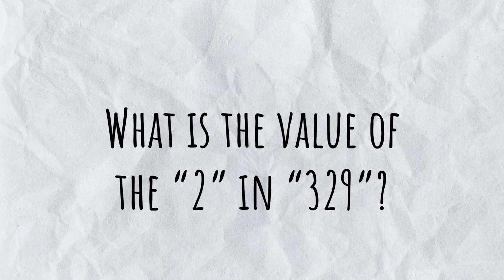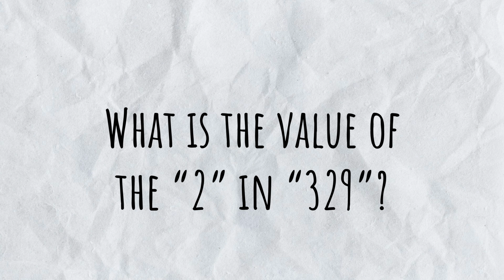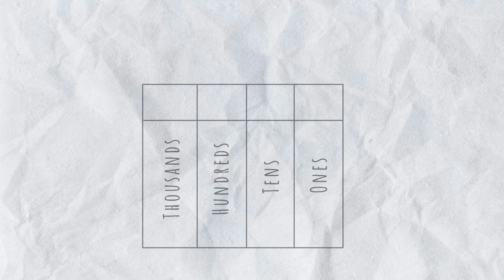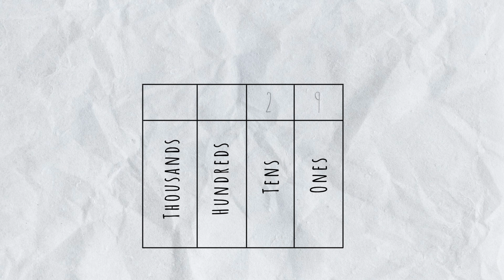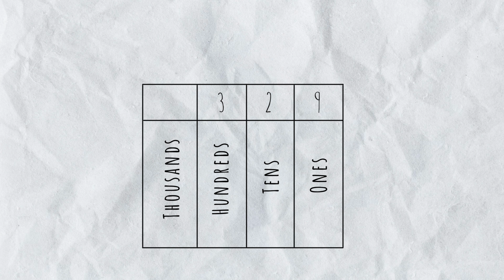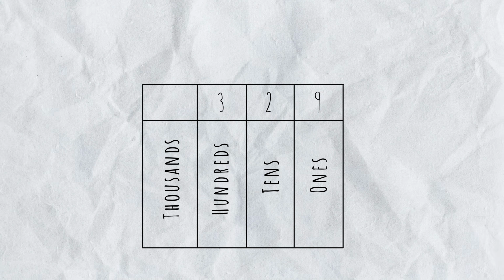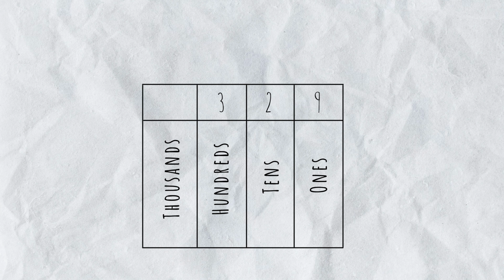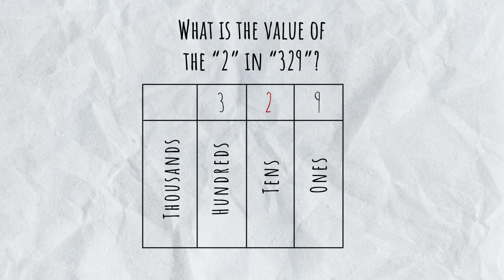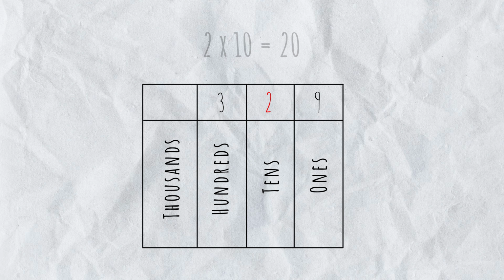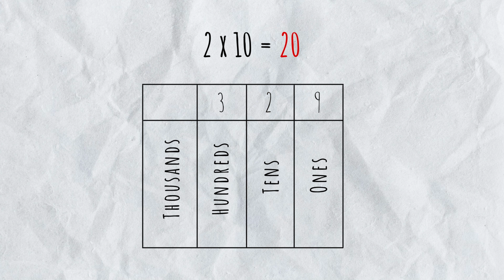Here is a typical example. So I've got the number 329 on the screen here, and you might get asked, what is the value of the 2 in the number 329? So I'm going to draw a place value chart once again, aka Mr. Ryan Jr. And you can see the number 329. We know it has 3 hundreds, it has 2 tens and 9 ones. And the question is asking, what is the value of the 2? So we know that 2 is in the tens column, and therefore that means the 2 is 20. So you'd write 20 as your answer.